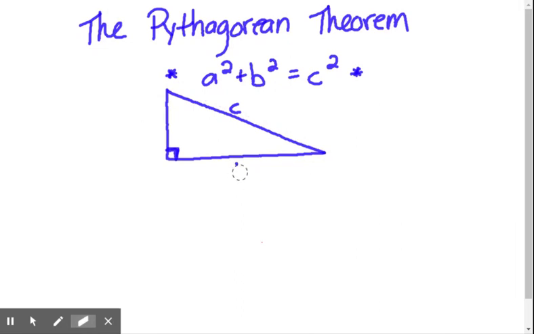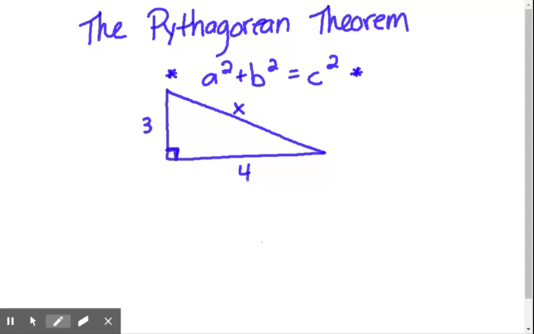Let's make up some information. Let's say I have to solve for x. I'm going to say x is my hypotenuse, and my two legs are 3 and 4. So first, it doesn't matter which one is A or B. 3 can be A, 3 can be B, 4 can be A, 4 can be B. It doesn't matter with the legs because we're adding.